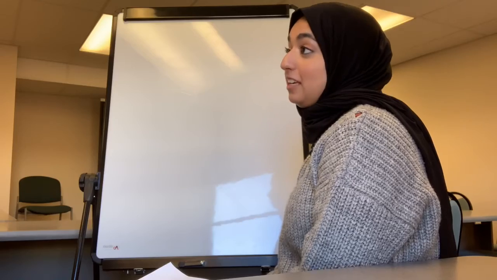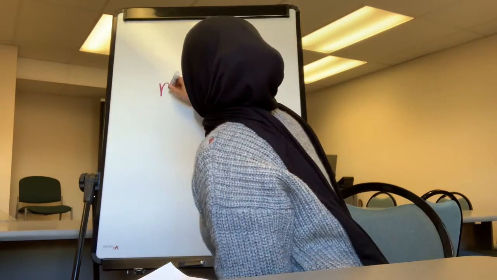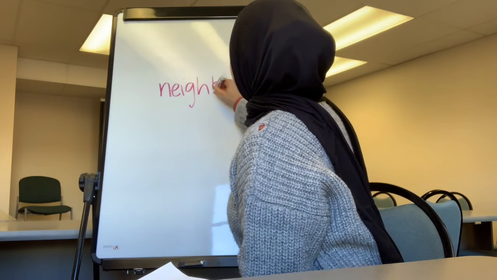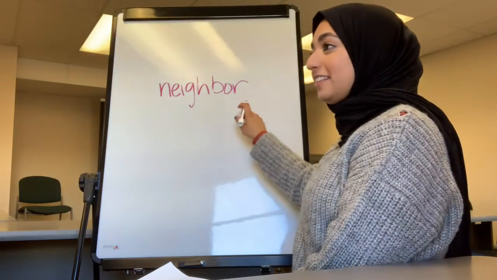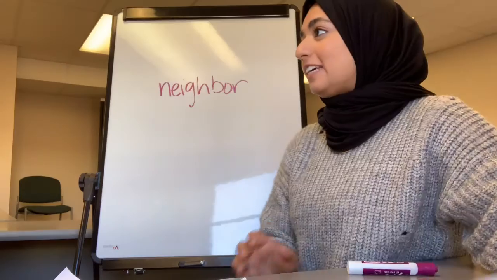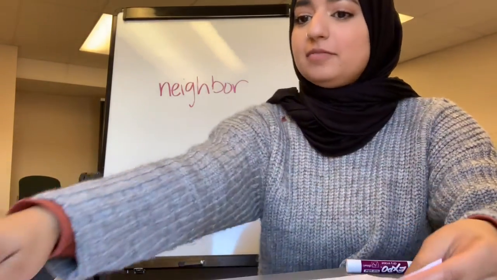So today we're going to read a story together. So first we're going to go over some vocabulary words that you will see in your reading. This word is neighbor. What word is this? Neighbor. That's right. Neighbor means the people that live close to you. Now we will read the story together out loud. Follow along.